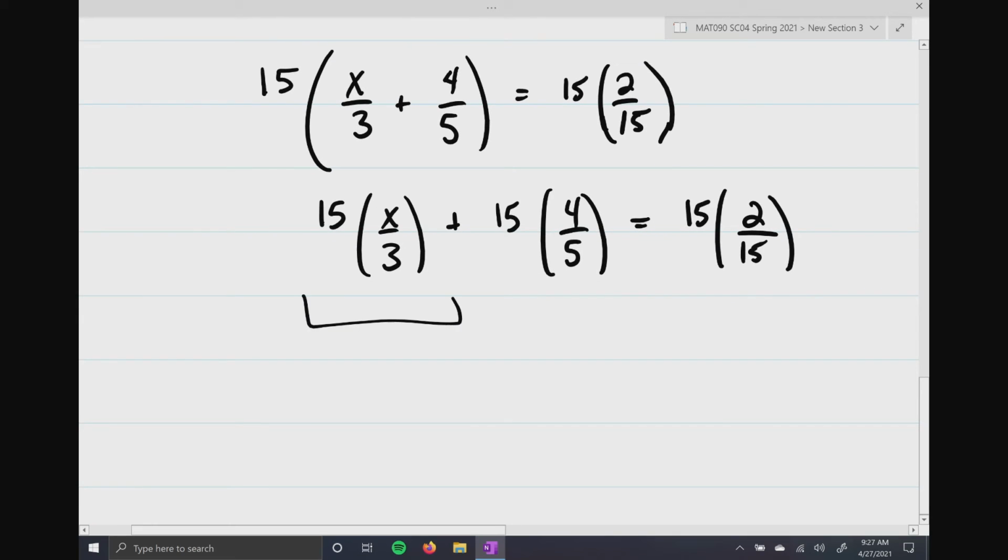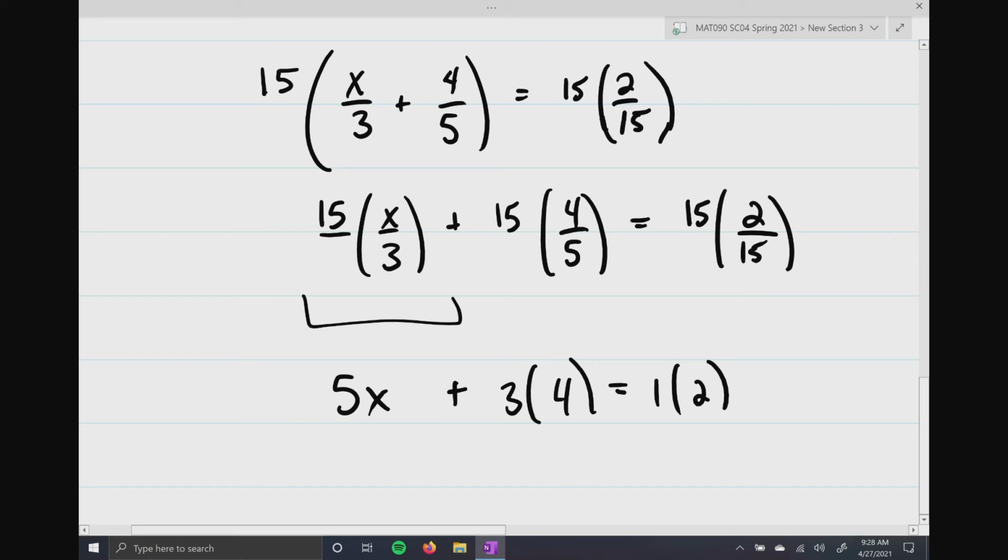I look at the first fraction. The first thing I will do, I will take 15 and divide it by 3. What is 15 divided by 3? 5x. Good. 5x plus 15 divided by 5 is 3. So I write a 3 parenthesis 4. 15 divided by 15 is 1 parenthesis 2.